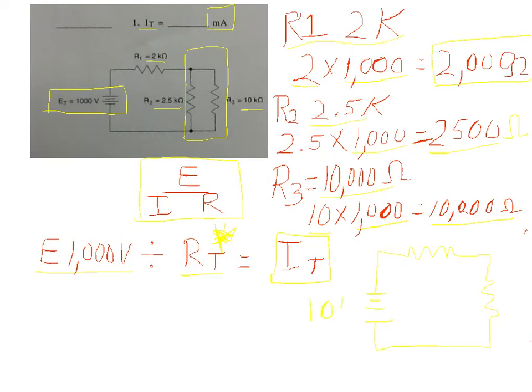So this will be a 1,000 volt source. This one's still going to be 2,000 ohms up here, but you have to determine what that resistor value is right there by solving this one and this one in parallel with each other.